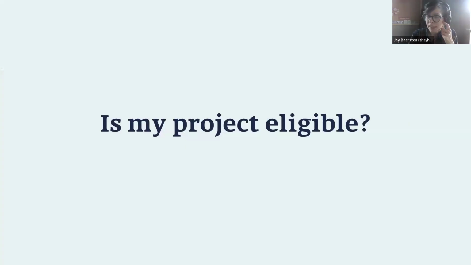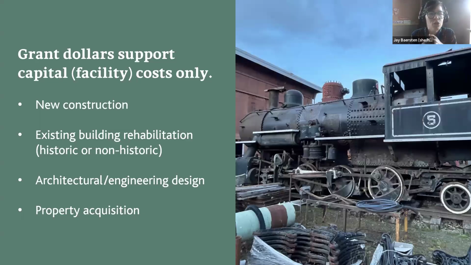Okay, let's switch gears a little bit and talk about projects. Grant dollars support capital, or facility is another way to say that, costs only. And these are kind of the four main categories that we fund. So new construction, this is typically in the form of a new history museum, a new building that is dedicated to history, interpretation, and programming.